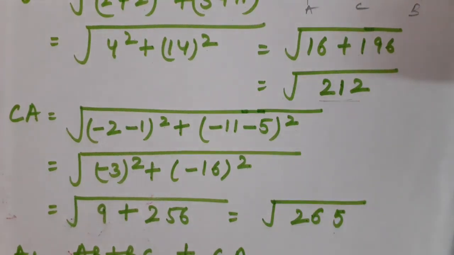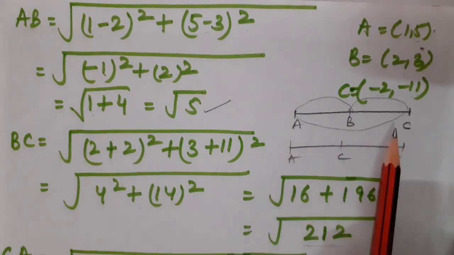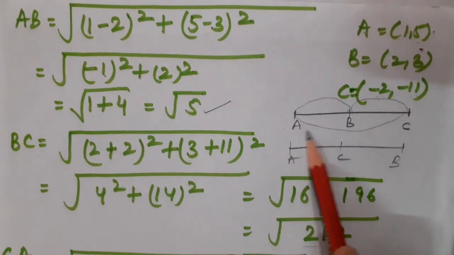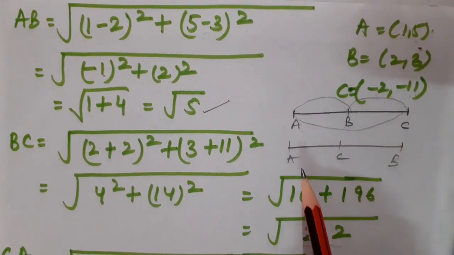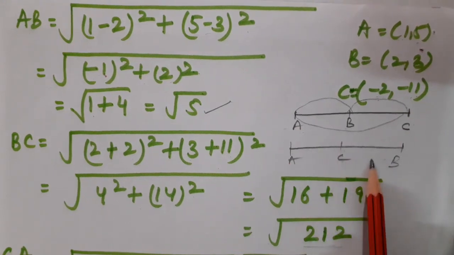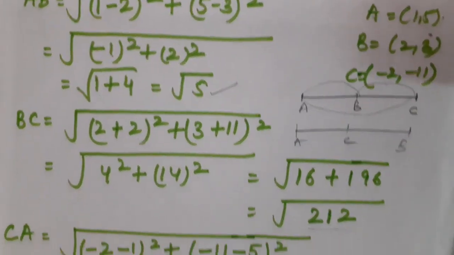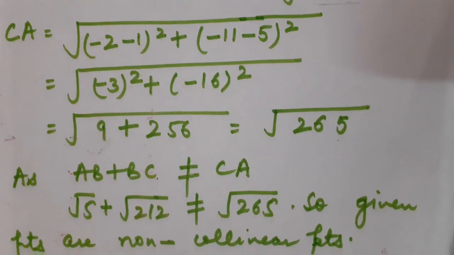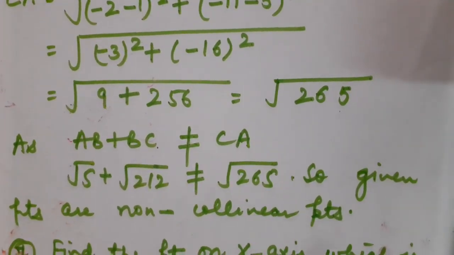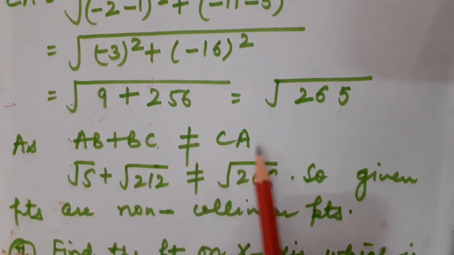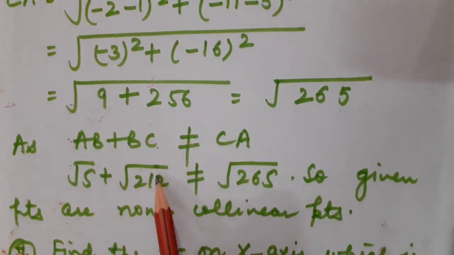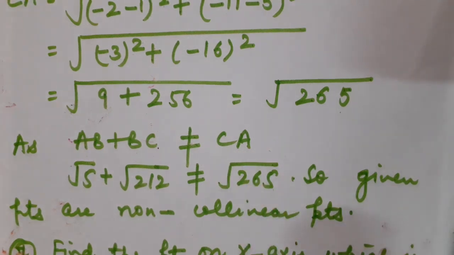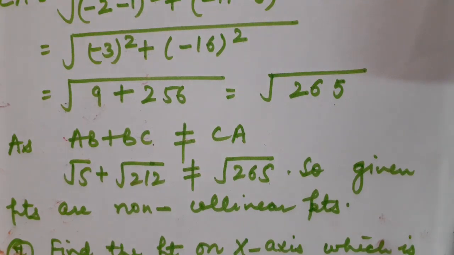Fine children. Now, children, in any way you are going to represent the points on the same line, you have to just calculate these very distances only. Look, this is AB, BC and AC, or AC, CB, or I can call it BC also, and AB. But what we have to check is if the sum of two smaller lengths is equal to the bigger length, then and only then the points are said to be collinear. So here, children, I have seen that AB plus BC is not equal to CA. That is root 5 plus root 212 is not equal to root 265. Fine children. So what can I say? That the points are non-collinear points.